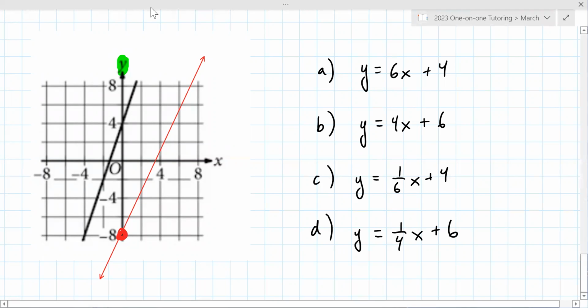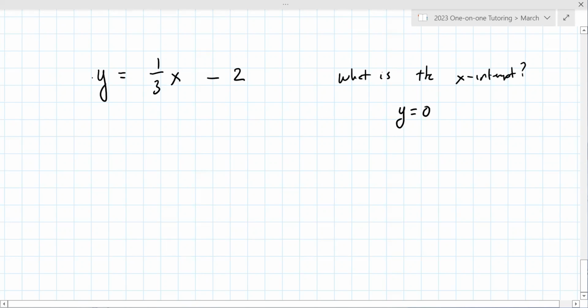Okay, we're going to try different types of problems here. So let's transition. All right, let's say y equals 1/3 x minus 2. And the question is, what is the x-intercept? So the x-intercept is when y equals 0. You put 0 in for y. So what am I doing here, Sourish? Why am I doing this?